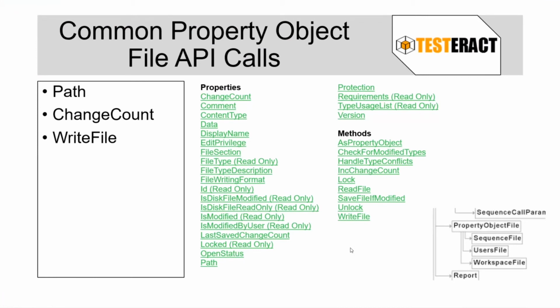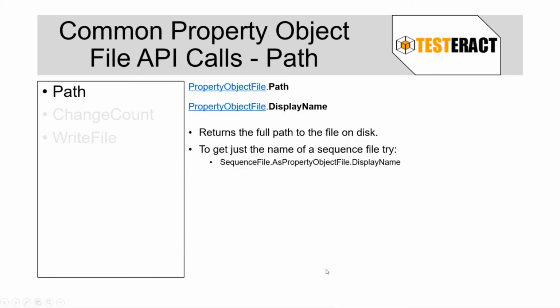So then there's this other layer called property object files, and they're basically an in-between. They're in between a property object and a file, because all of the files in TestStand needed kind of this common set of properties and methods associated with them. And so I'm just going to look at a couple of these. The path is the obvious one. The other one that you'll want to use quite frequently is this PropertyObjectFile.displayName.